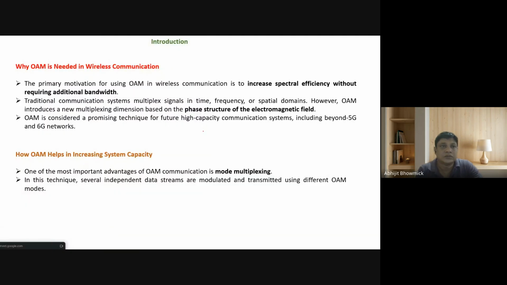Second point, the traditional communication system multiplexes signals in time, frequency, or spatial domain. However, OAM introduces a new multiplexing dimension: the phase structure of the electromagnetic wave. This is a very important keyword, phase structure. OAM is considered a promising technique for high capacity communication, including 5G and beyond. So how can OAM help in increasing system capacity? Since the modes are orthogonal, more users can transmit within the same band, so easily you can realize the system capacity would increase.